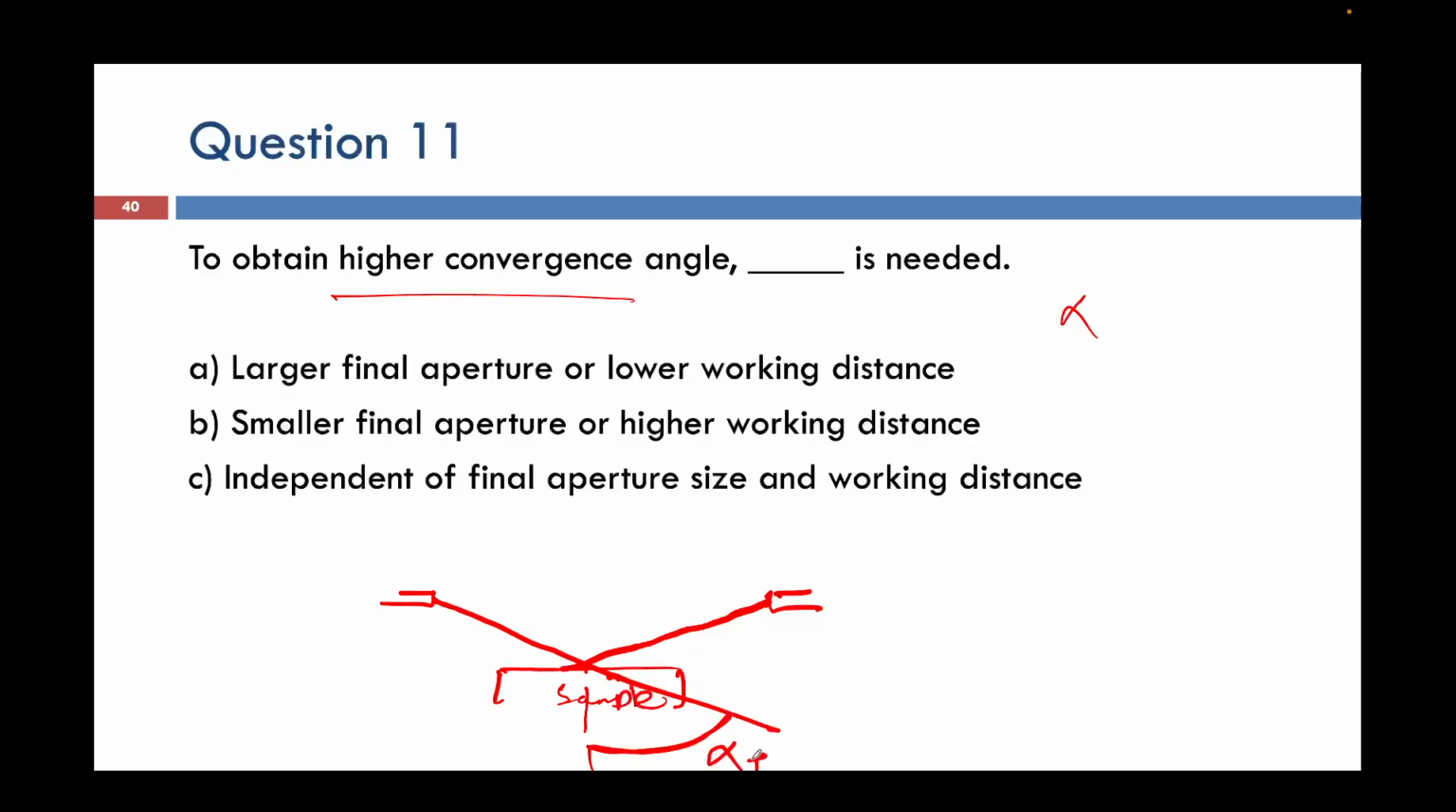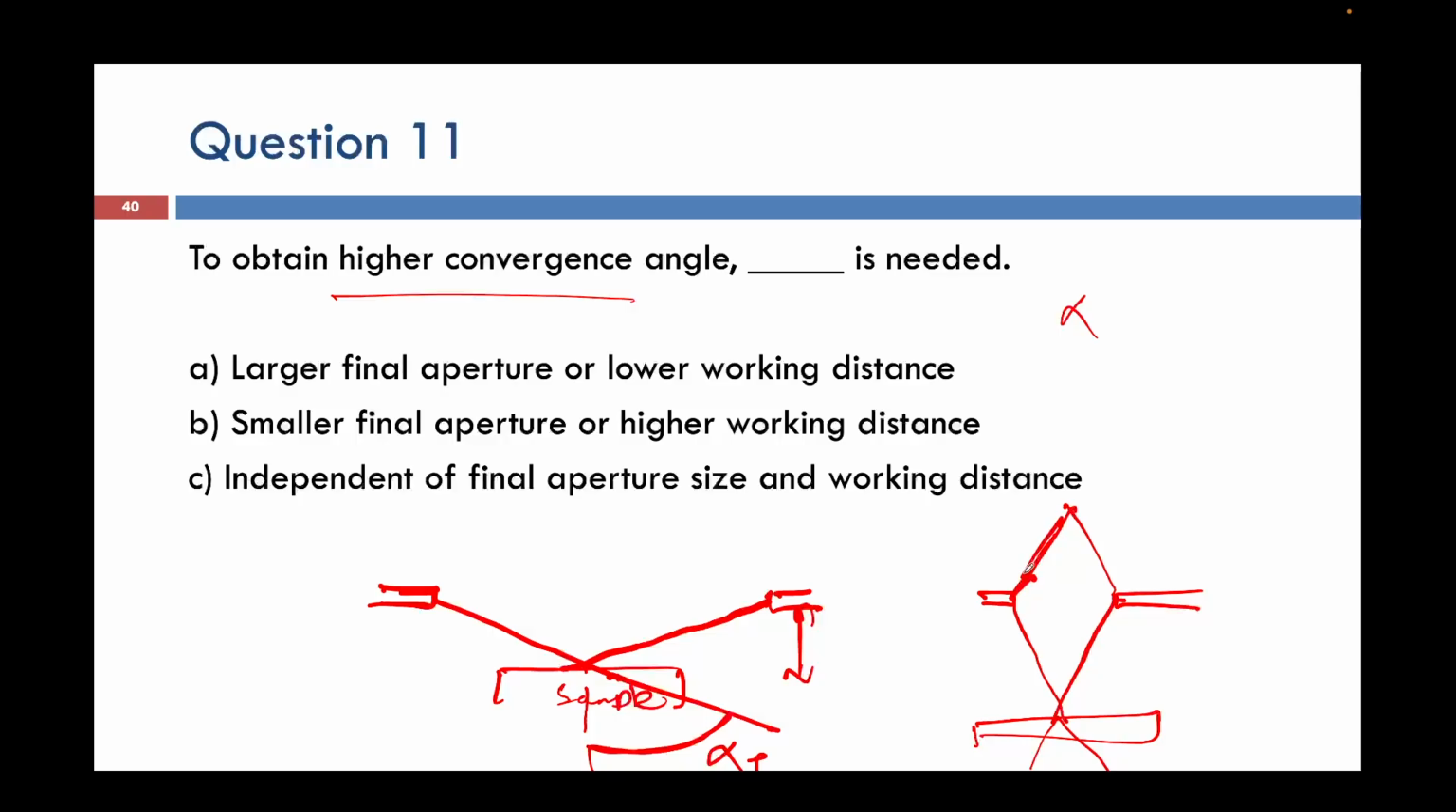Alpha P. So if I am getting a larger aperture or lower working distance, and I will even try to lower this one, then I will get a higher convergence angle. A smaller final aperture means, let's say you are keeping your sample at a higher working distance, let's see this case. You will never get a higher aperture angle, convergence angle. Okay, always more.